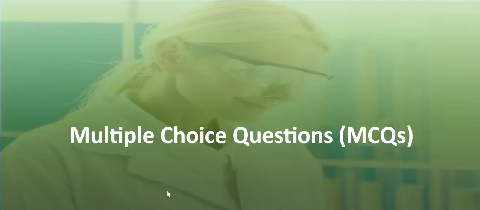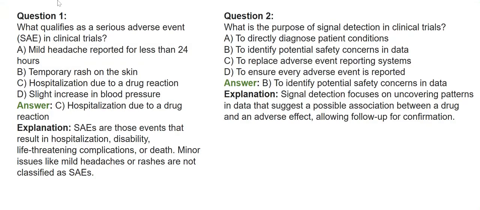Now we will revise via some multiple choice questions, MCQs. Question 1: what qualifies as a serious adverse event, SAE, in clinical trials? A, mild headache reported for less than 24 hours; B, temporary rash on the skin; C, hospitalization due to a drug reaction; or D, slight increase in blood pressure. Definitely it's C, hospitalization due to a drug reaction. Serious adverse events are those events that result in hospitalization, disability, life-threatening complications, or death. Minor issues like mild headaches or rashes are not classified as serious adverse events. Maybe adverse events, but not serious.